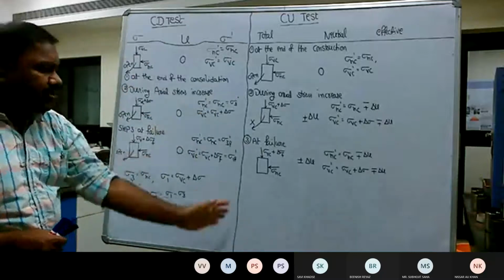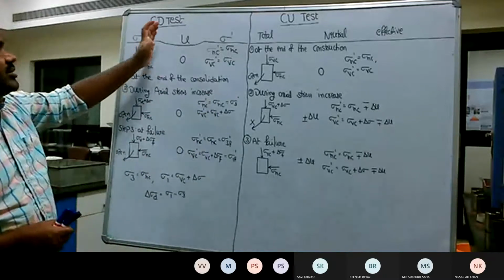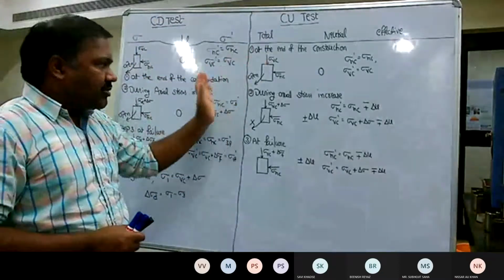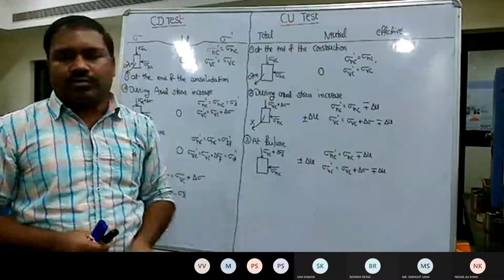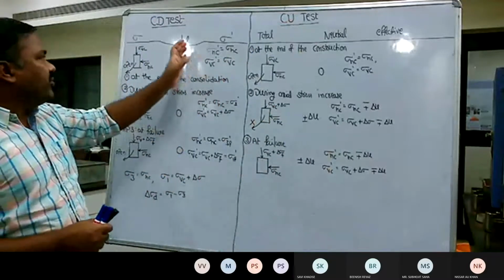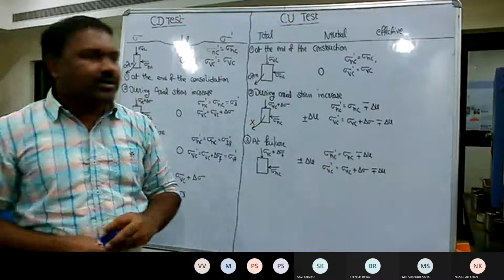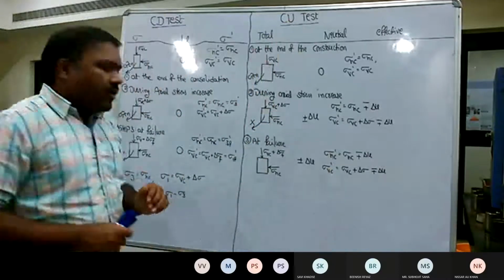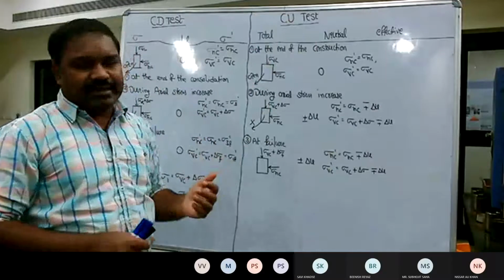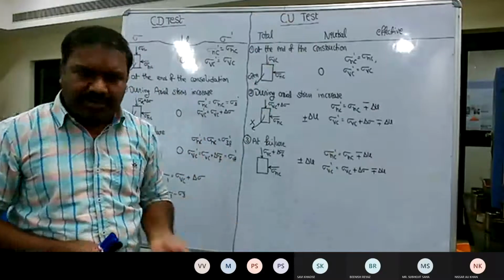Now I will try to distinguish initially between the CD test and the CU test. Because of the lack of space, I couldn't write down the UU test. Anyhow, that part we will discuss after the CD test and CU test. I don't need to give the fundamental explanation of what the CU test and CD test are, as everybody is well aware of it.